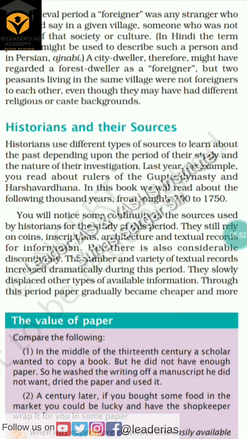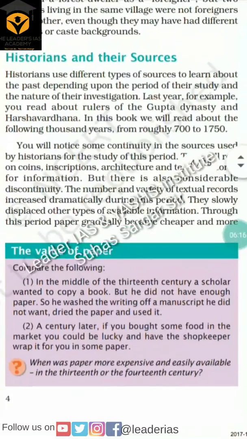Historians and their sources. Historians use different types of sources to learn about the past depending upon the period of their study and the nature of their investigation. Last year, for example, you read about the rulers of the Gupta dynasty and Harshavardhana. In this book, we will read about the following 1000 years, from roughly 700 to 1750.